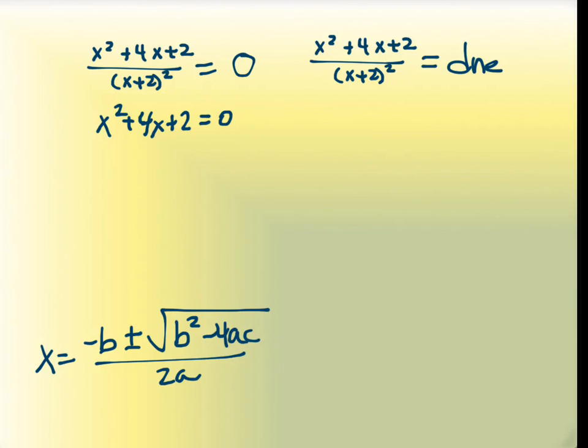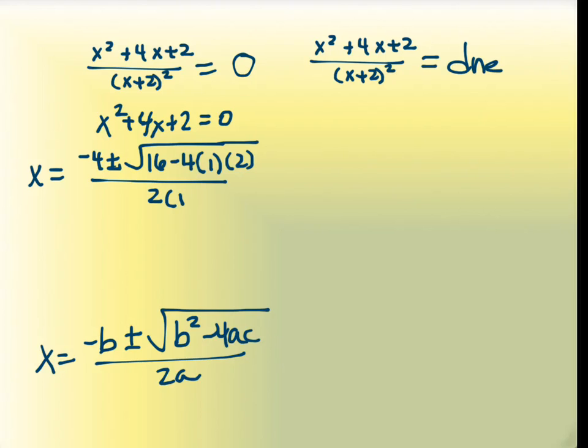So we're going to use that on our equation up here. So x equals, what is b in our equation? 4. So this is negative 4 plus or minus the square root of b squared, so that would be 16, minus 4 times a is 1 and c is 2, all over 2 times a, which is 1. Let's simplify underneath the radical. What do you get when you simplify underneath the radical?